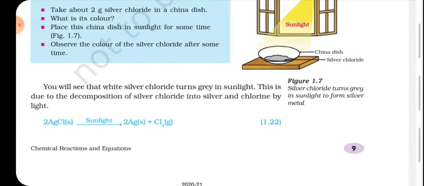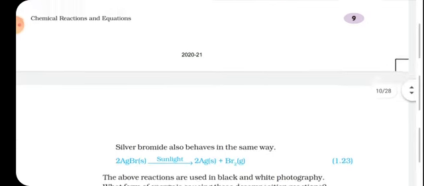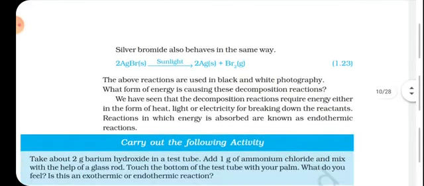So this is also a type of decomposition reaction, students, that is 2AgCl in the presence of sunlight will give you 2Ag plus Cl2. The same thing happens with silver bromide, that is 2AgBr in the presence of sunlight will give you 2Ag plus Br2. These reactions are also used in black and white photography. Please note that silver bromide and silver chloride are used in black and white photography.